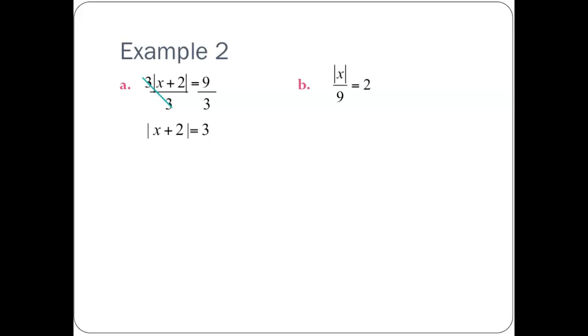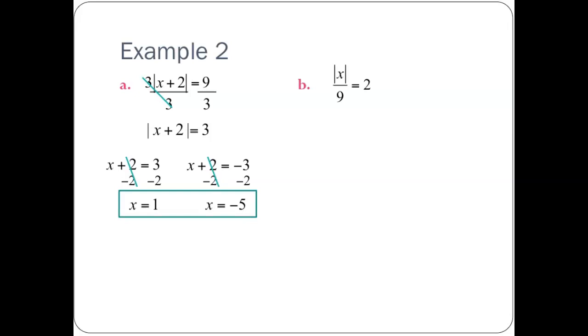All right, now we can write two equations. The first one will be x plus 2 equals 3. And the second equation will be x plus 2 equals negative 3. So now this part is the same as the last couple of problems we did. Now we go ahead and get x by itself, so subtract 2 from both sides. That gives us x equals 1. Do the same thing here, subtract 2 from both sides, and that leaves us with x equals negative 5.